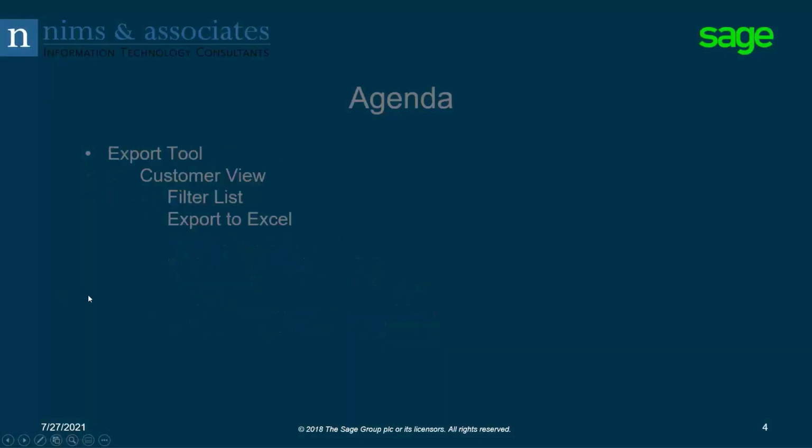So let's go ahead and take a look at the rest of our agenda here for today. So the last thing I want to talk about is the fact that Business Insights Explorer, in addition to being an inquiry tool, is an export tool. And to do that, we're going to go back to that customer view. We're going to filter that list, and we're going to export the data to Excel.